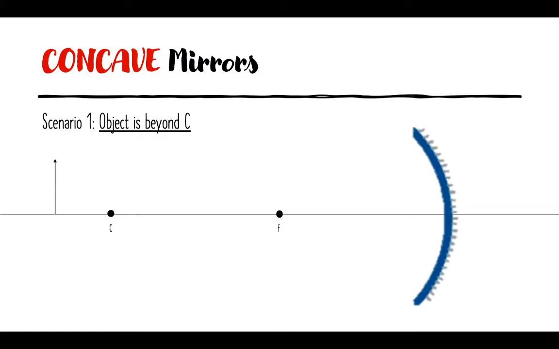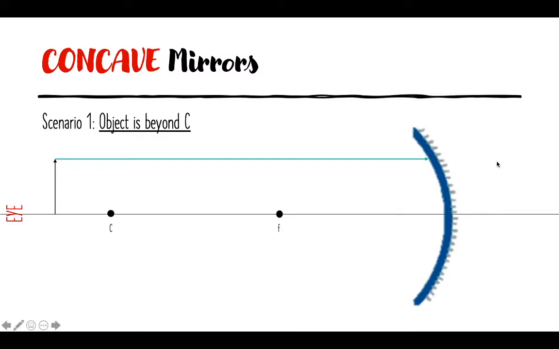The first line that I'm going to be drawing is going to start at the top of my object. My object is this arrow right here. It's going to start at the top of that object and go all the way towards the mirror. One thing I want to be careful about is that the line I'm producing has to be parallel to the principal axis. So you want to make sure that you're using a ruler, and that you are producing a very straight line that's parallel to the principal axis.